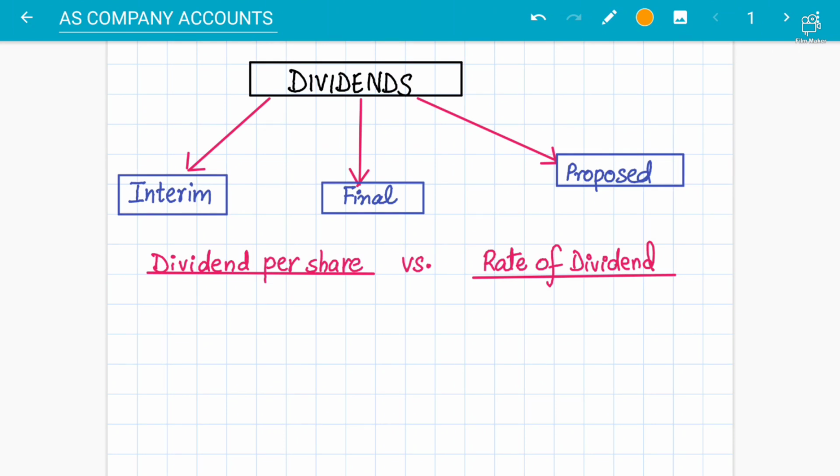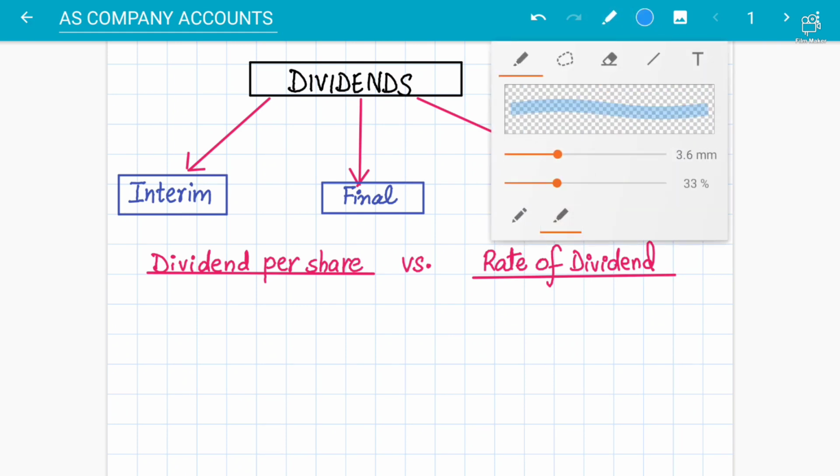Now today let's discuss the concept of dividends and how we work on them, what their meaning is, and how to solve numerics on dividends as well. Dividends are part of company accounts. So what actually are dividends?